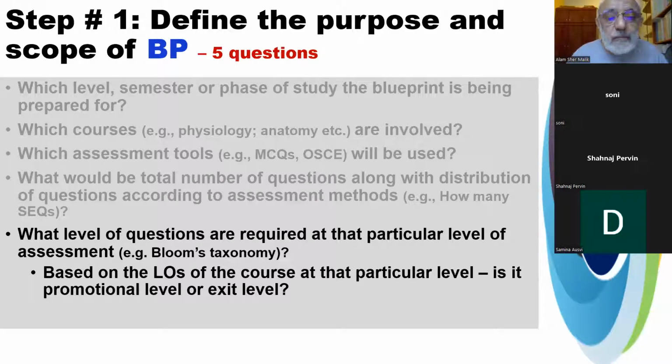And then what level of questions is required at that particular level? If it is a continuous assessment, a promotional level, or an exit level, we can use Bloom's taxonomy for this purpose or we can use Miller's pyramid. So it is important that before we go further, we must be able to answer these 5 questions.